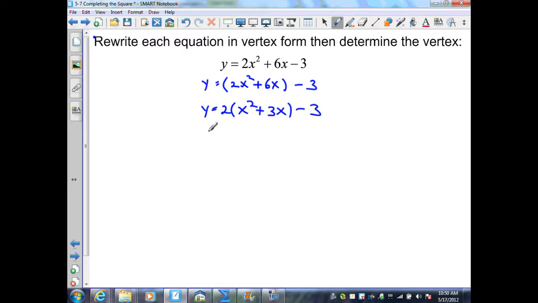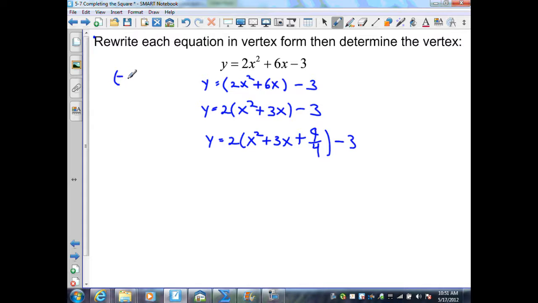Now I want to complete the square. Y equals 2 times the quantity of x squared plus 3x. B is 3. B divided by 2 is 3 over 2. When I square that, that's going to give me 9/4. I always add b over 2 squared to the interior of my group. So I'm going to add 9/4 to the group. And I need to subtract that value on the outside.